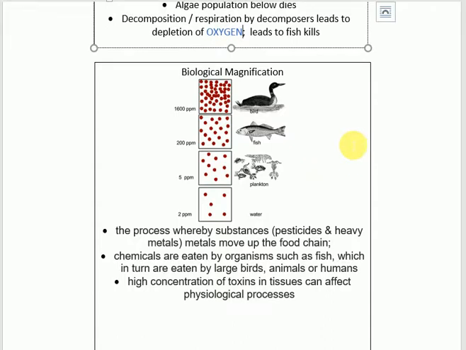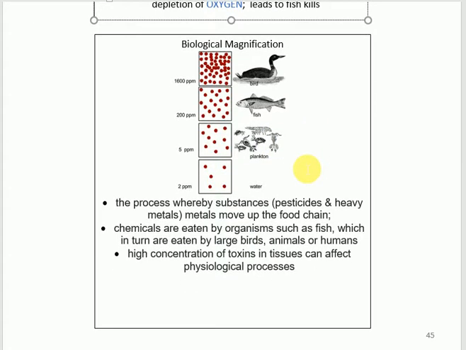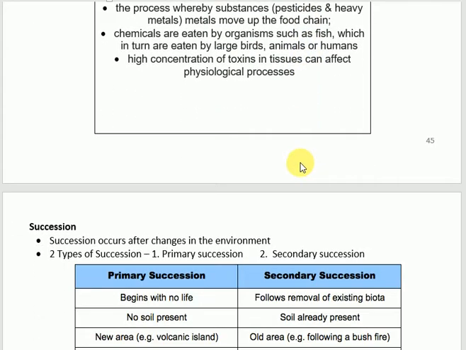Then we have biological magnification. This is where substances like pesticides, heavy metals, etc. are going to move up the food chain. So, for instance, down here, these chemicals are eaten by organisms, which in turn the fish eats, which in turn the bird eats, which in turn we eat, etc. So that is what biological magnification is. It keeps moving up the food chain.